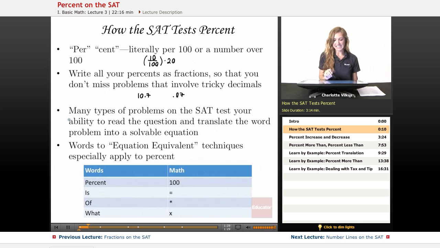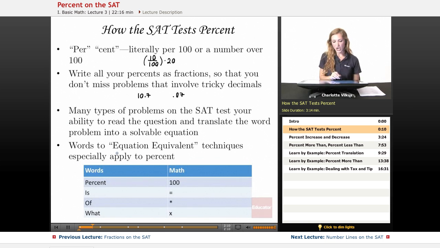Many types of problems on the SAT test your ability to read the question and translate the word problem into a solvable equation. You probably have gotten sick of seeing word problems on the SAT if you've gone through and taken some practice tests, or even if you've been watching these videos and doing the Learn by Example ones. You've seen that there are a lot more word problems on the SAT than on your standard math test where you just get an equation and you're supposed to solve it or factor it or just deal with the numbers themselves. Word problems come up a lot with percent especially.